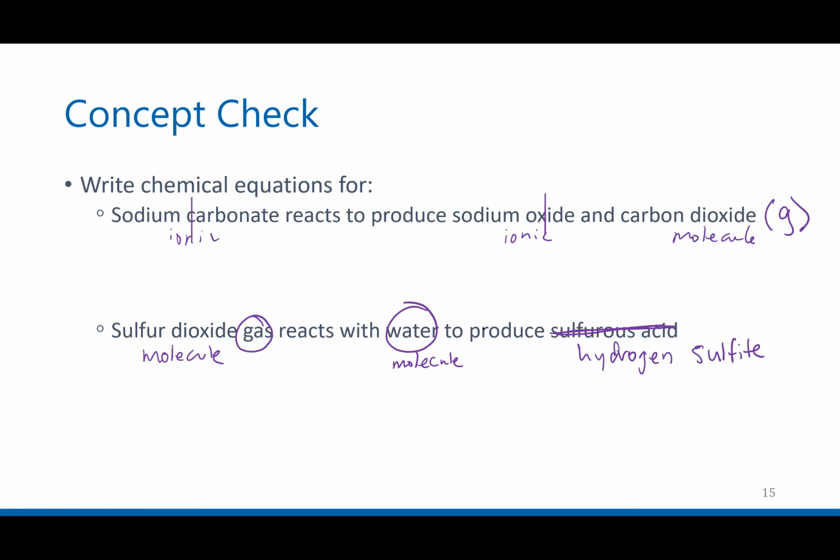Sorry, I'm trying to think different things and say different things at the same time, so my brain is kind of breaking. So sulfur dioxide is a molecule, and I'm telling you it's a gas. It's reacting with water. We always assume we're at room temperature. So water would be a liquid, and I would produce the chemical hydrogen sulfite, which is ionic. So we would need our solubility table for this.